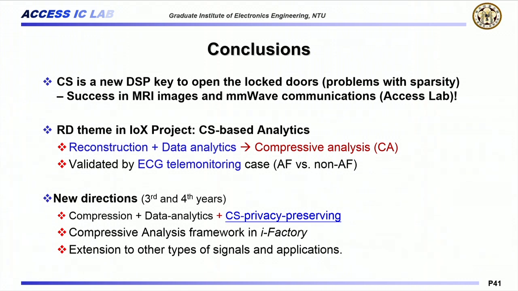We use the EKG signal to test our case, so we can do faster detection of AF and NRF signal. And right now, based on all the analytics and the framework, we want to add privacy. The perturbation can reduce the mutual information of the signal. However, it can still keep the accuracy for our detector. We think it will be very useful for our application in iFactory.